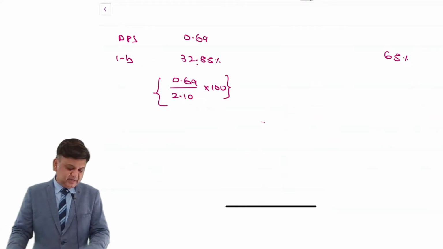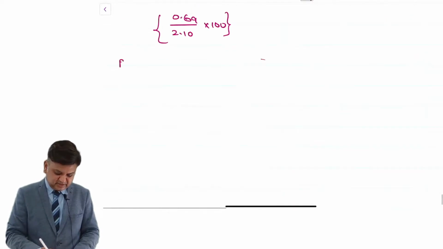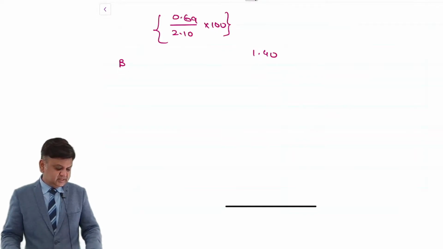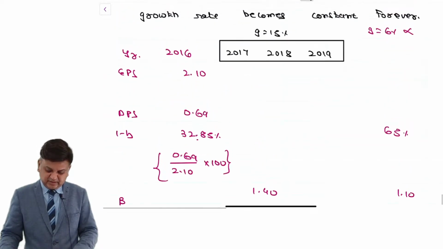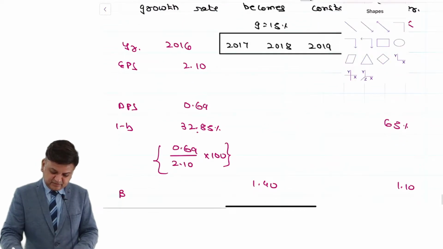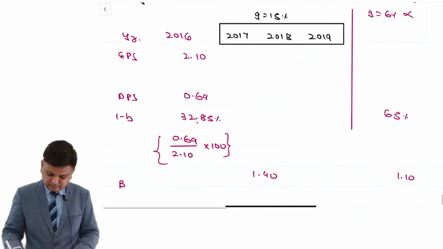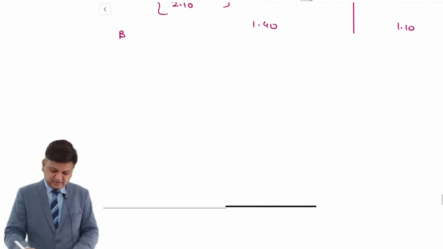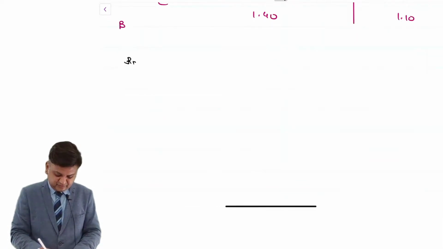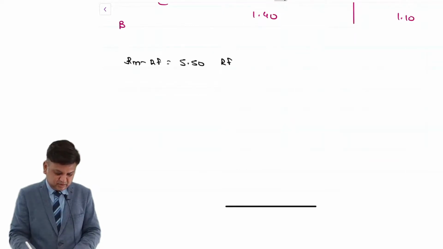The firm has a beta of 1.40 currently. Beta is given, right now it is 1.40. And it is expected to have beta 1.10 after year 2019. So it is 1.10 after year 2019. Like that information is given. The market risk premium is 5.5%. So RM minus RF is 5.50 and RF is 6.25.